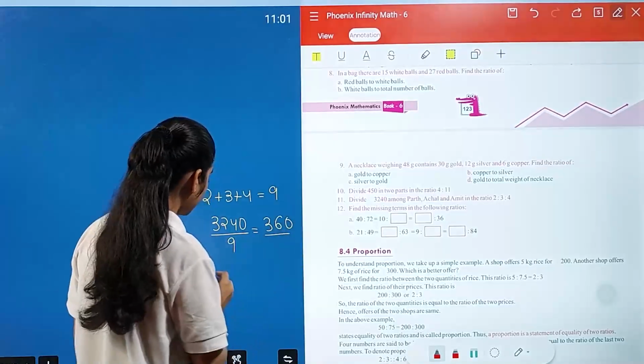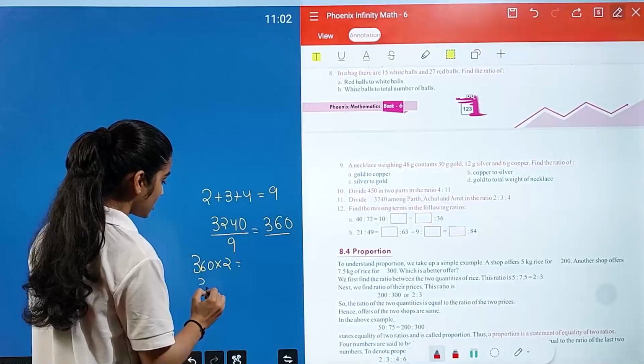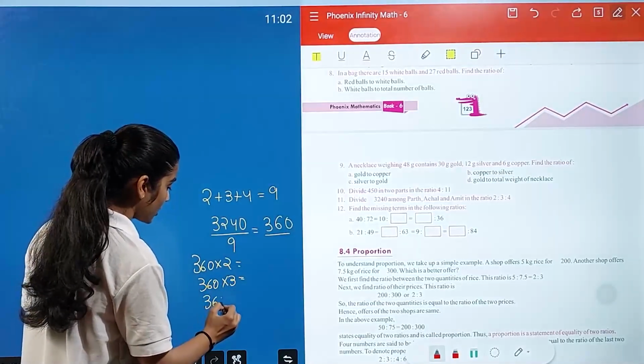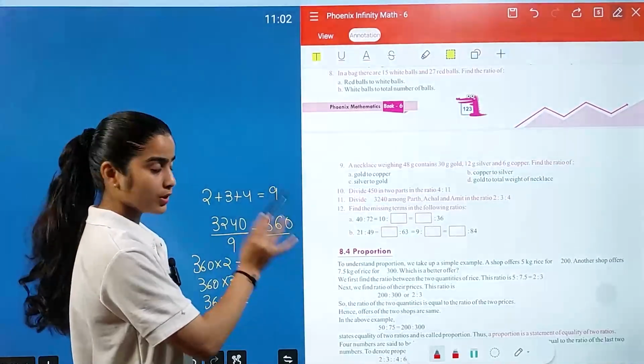So 360 is our answer. Now you just have to multiply 360 with 2, 360 with 3 and 360 with 4, and you will get your answer. So you have to do the multiplication on your own and you will get your answer.